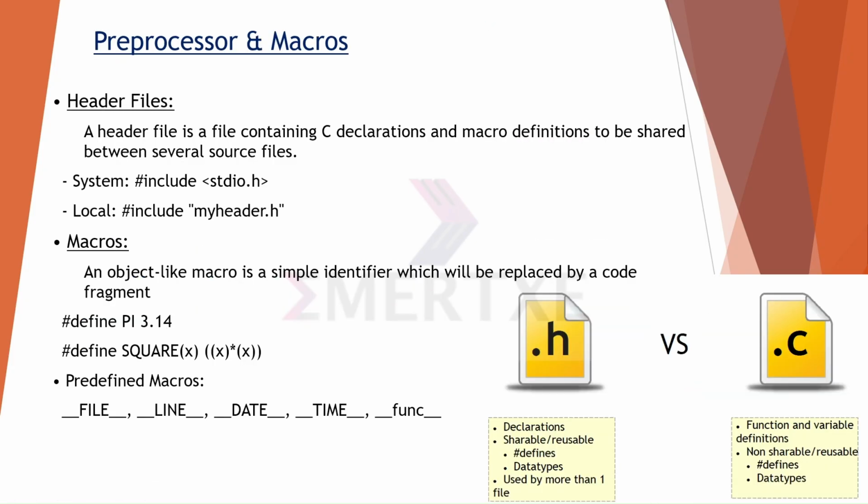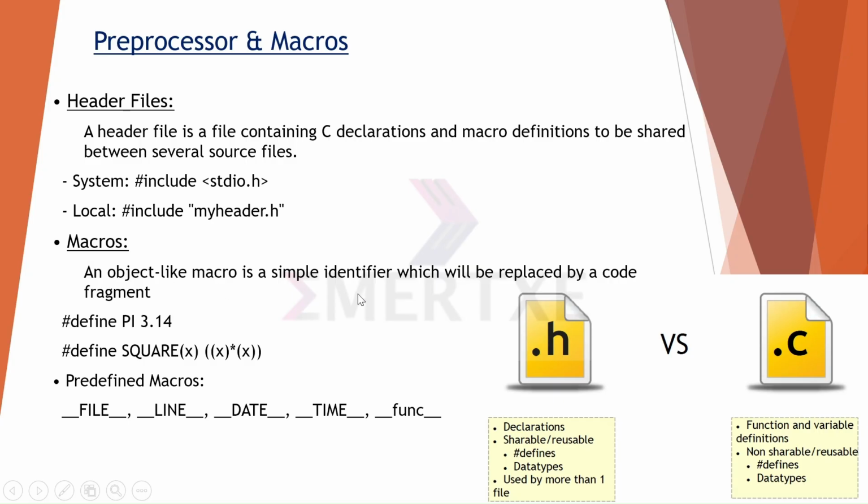Now we will discuss the preprocessor and macros. A header file is a file containing C declarations and macro definitions to be shared between several source files. System header files use #include <stdio.h>, and local header files use #include "myheader.h". Then macros.